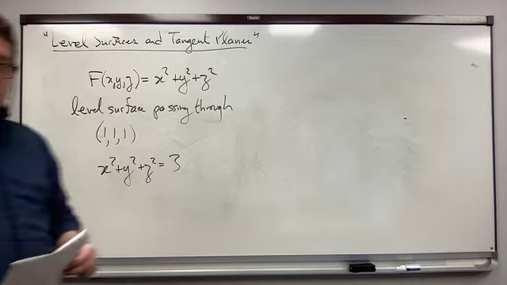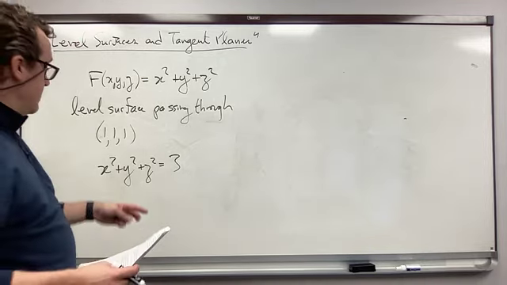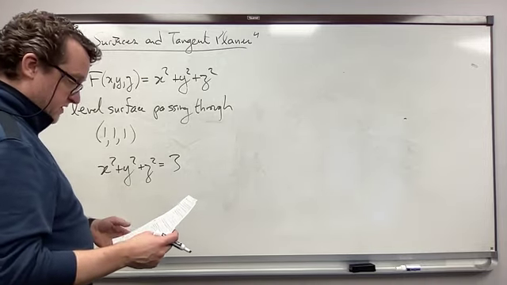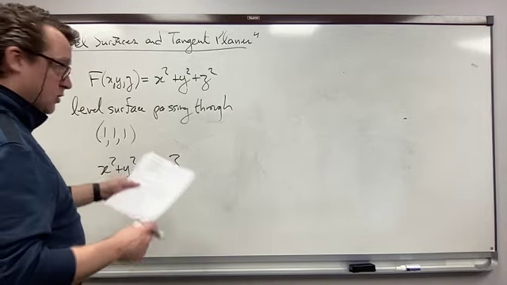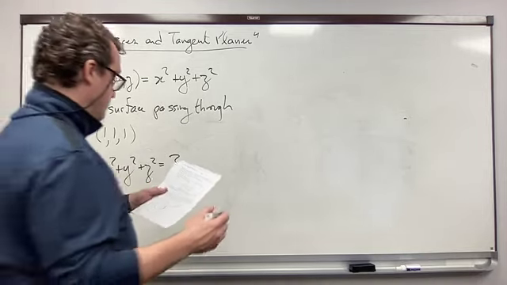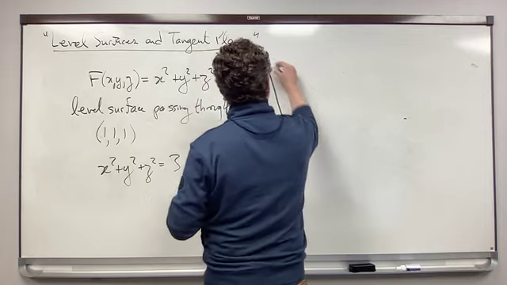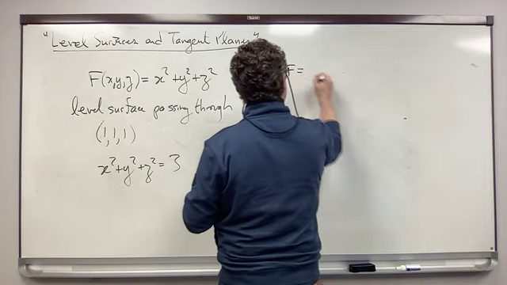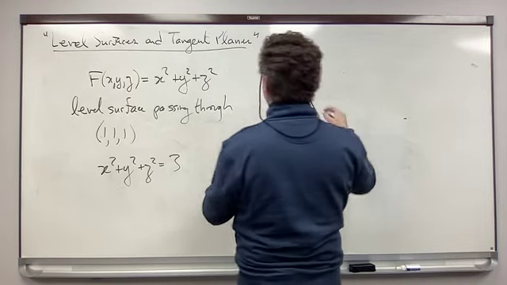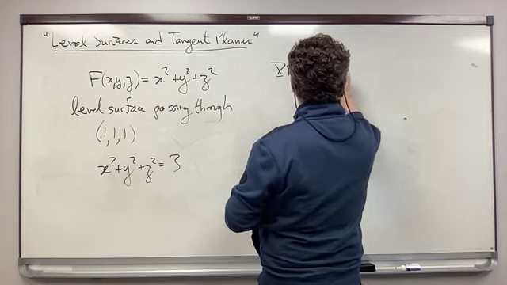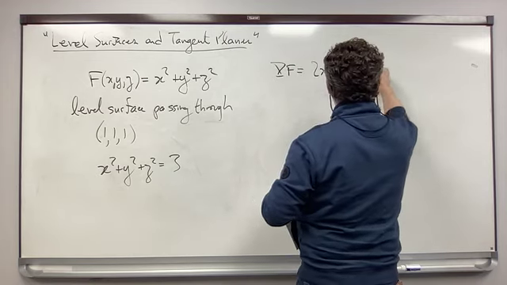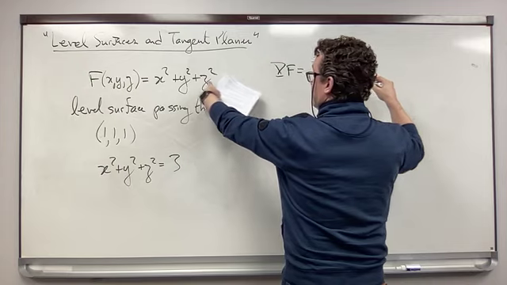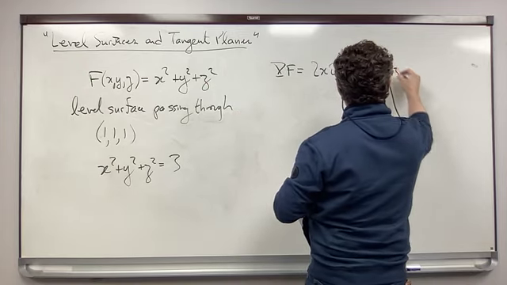So that's our 3D function. This defines our level surface. Now if we want the gradient at this point, we say, okay, well we have f, so the gradient of f will be a vector, which will be 2x i plus 2y j plus the partial derivative with respect to z, so 2z k.